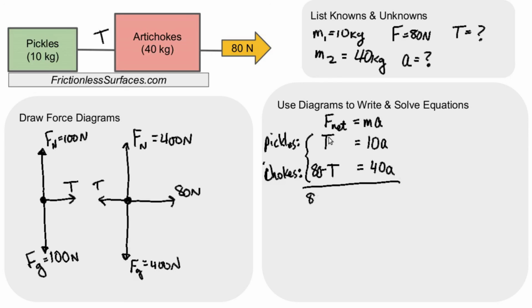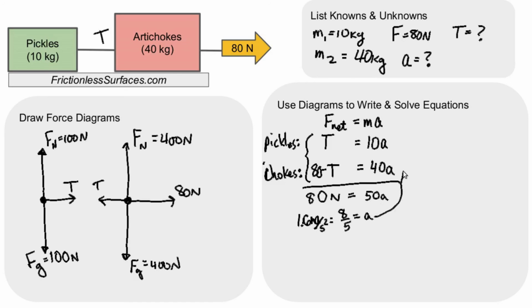So here we'll have 80 plus T minus T is just 80, and that will equal 50 times a. How did I get that? 10a plus 40a is 50a, and then T plus 80 minus T is just 80. So 80 newtons equals 50a, so 8/5 is a, which we saw before. That's 1.6 meters per second squared, because it's an acceleration.